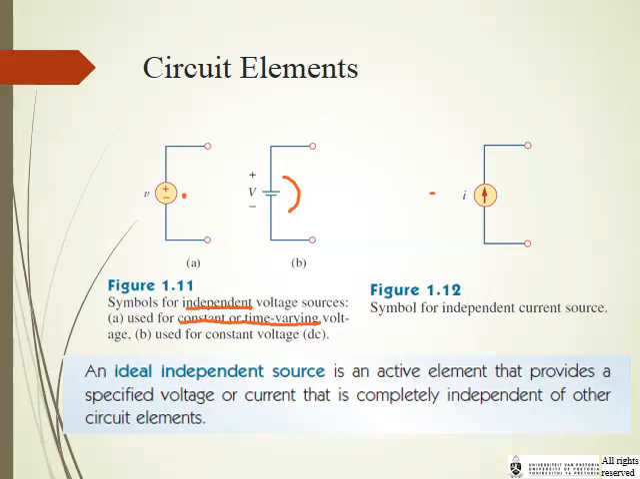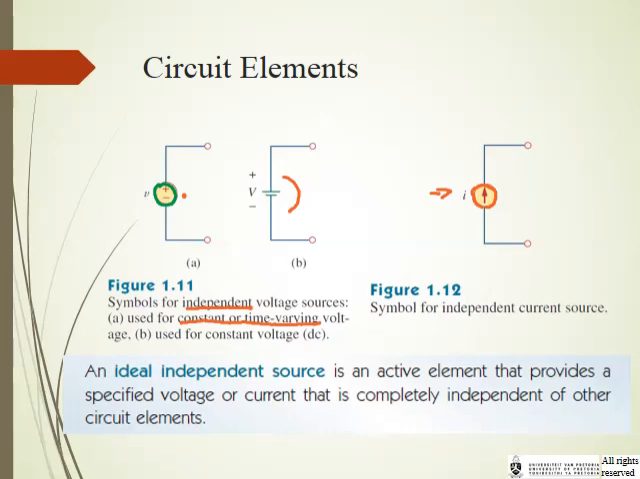Then on the right hand side we have the current source, a little arrow flowing, which indicates the current that will flow. Again, it's a circle. In other words, over here we've got a circle which denotes that it's an independent source. Just like the voltage over here, it's a circle that we have. So the circle denotes an independent source.